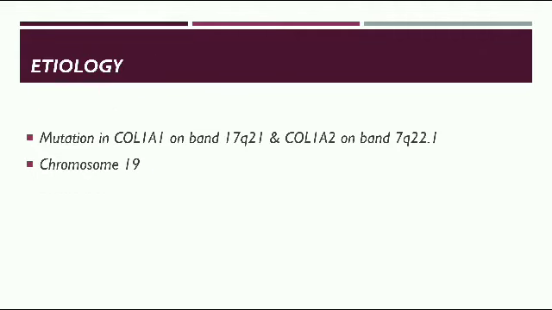Now moving on to the etiology. So why does this osteogenesis imperfecta occur? Because on chromosome number 19 there is a mutation in COL1A1 that is present on band 17q21 and COL1A2 on band 7q22.1. So what you have to remember is, first, your chromosome 19, second, COL1A1 17q21, COL1A2 7q22.1.